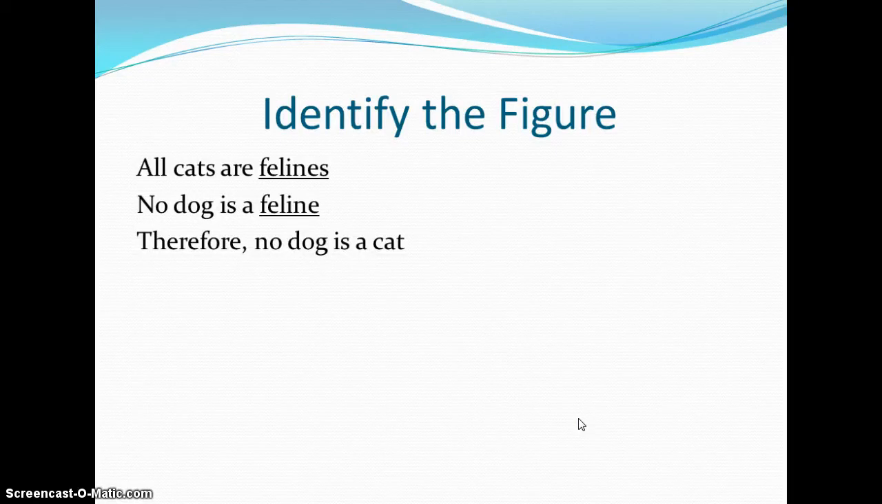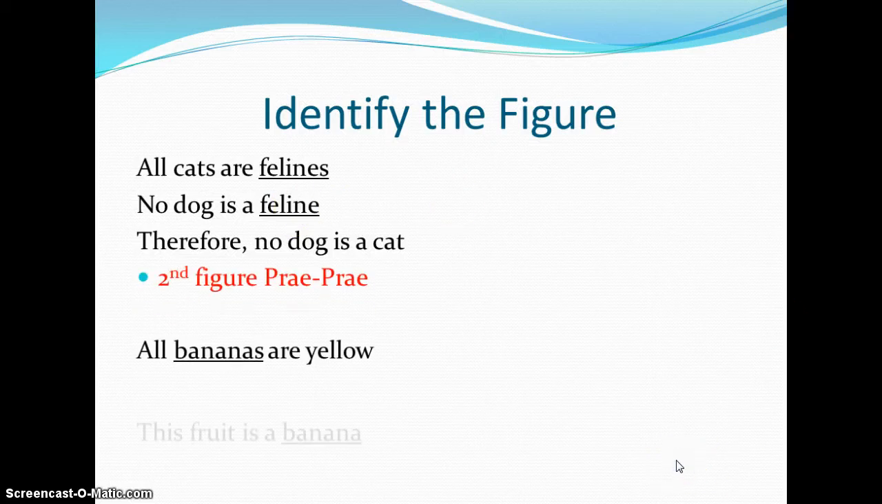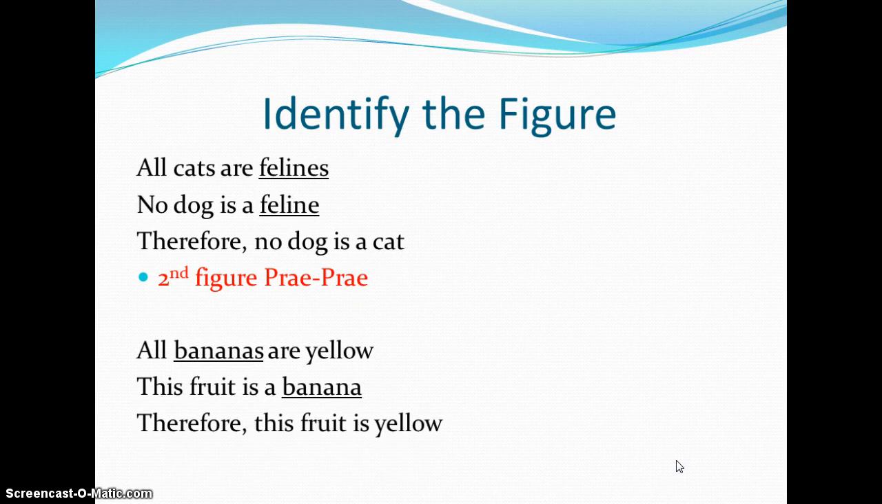We next need to look at each individual proposition and determine, is it the subject or predicate of that proposition? In the first one, cats is the subject, felines is the predicate. In the second, the minor premise, dogs is the subject and felines is the predicate. So therefore we see that the middle term is in the prey position. So which figure is that? Second figure, prey-prey.